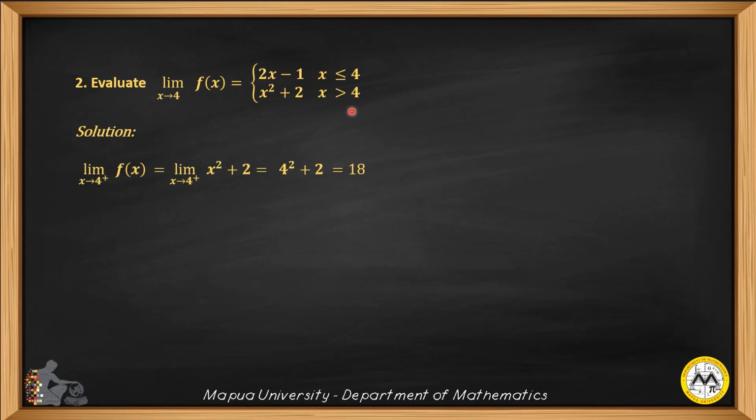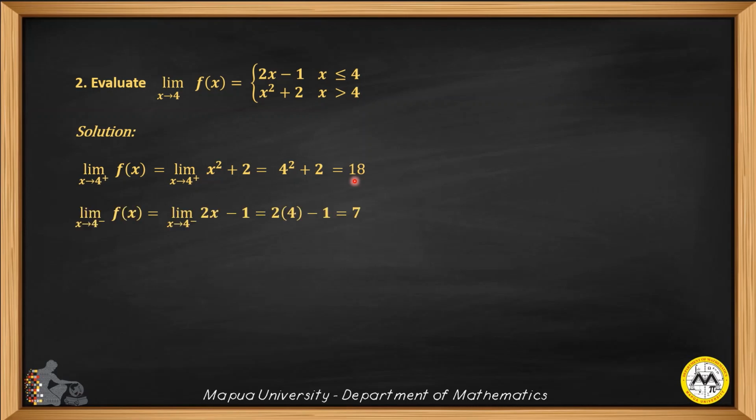So if we will evaluate the right-hand side limit, evaluating f of x as x approaches 4 from the right, then we will be using this definition of f of x whenever x is greater than 4. So we evaluate the limit of x squared plus 2 as x approaches 4 from the right, and this will just give us an 18.